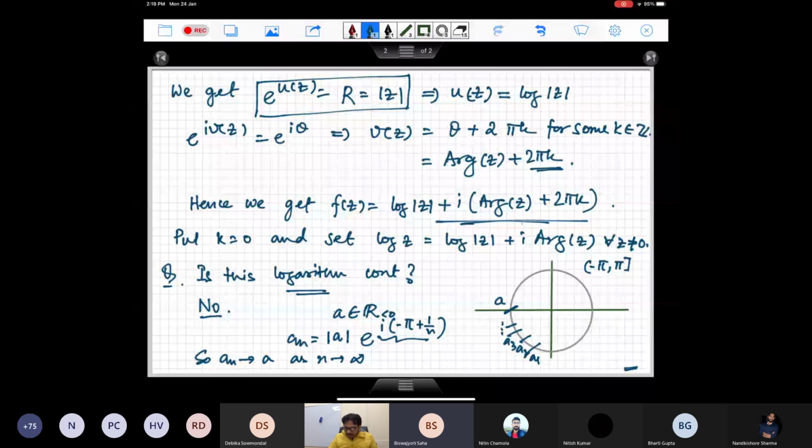Fine. Now what I am saying is that look at the argument. By virtue of saying that my principal argument belongs to minus pi open to plus pi closed, therefore what is the argument at a? What is argument of a? Tell me, what is argument of a?